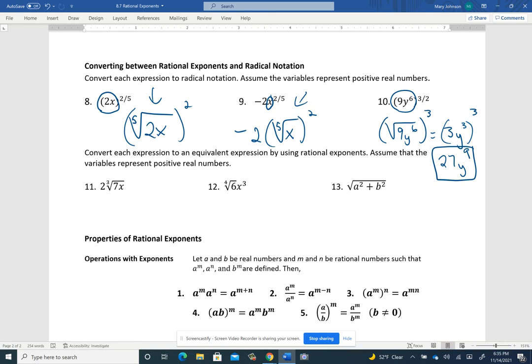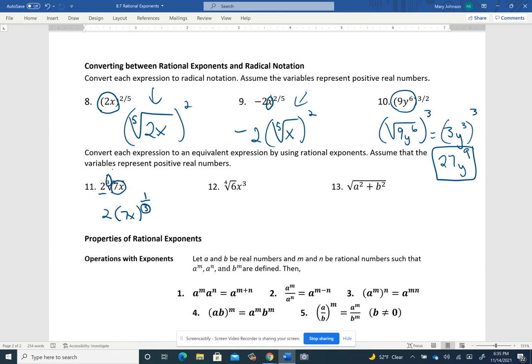Okay. Now we're going the other way with it. So on this one, we're changing it in the other direction. So it's important to pay attention to the base. This number 2 is just going to be kind of out in front of everything. The 7x is going to be raised to the 1/3 power. We need the denominator to match the index. Okay.